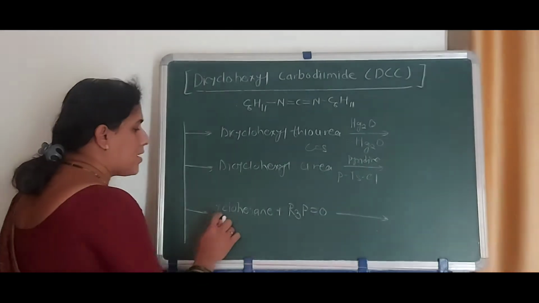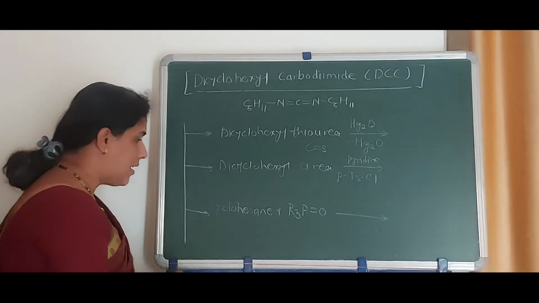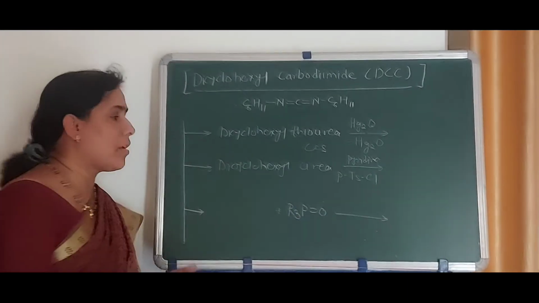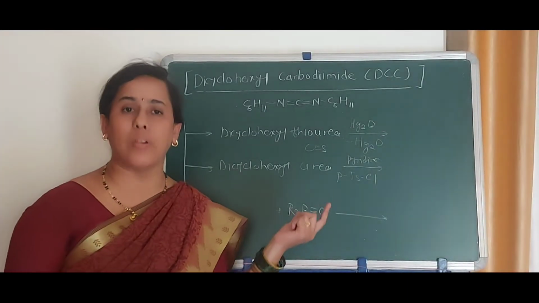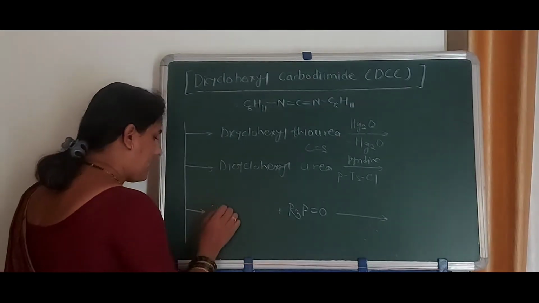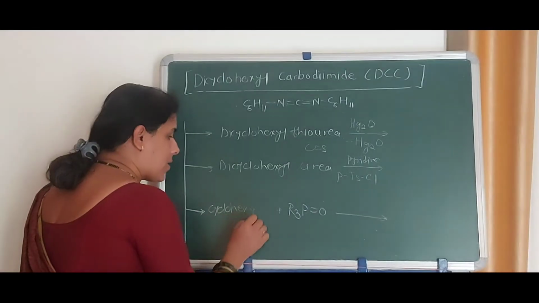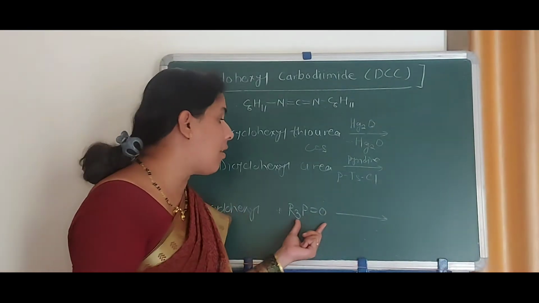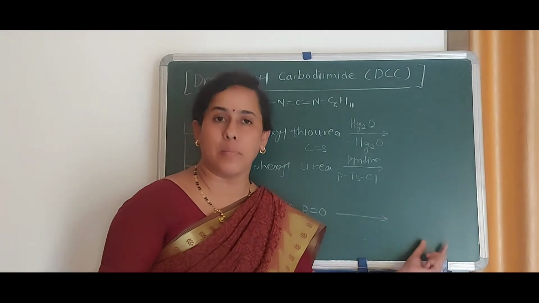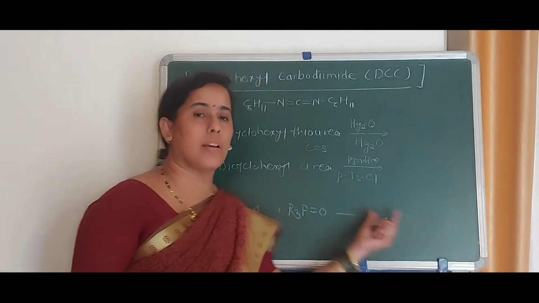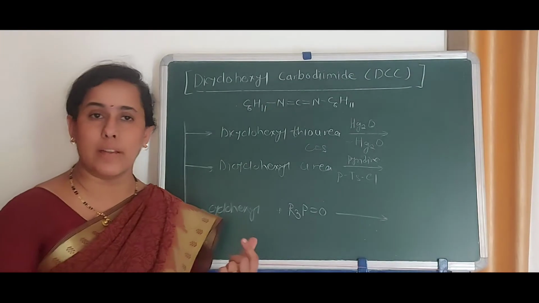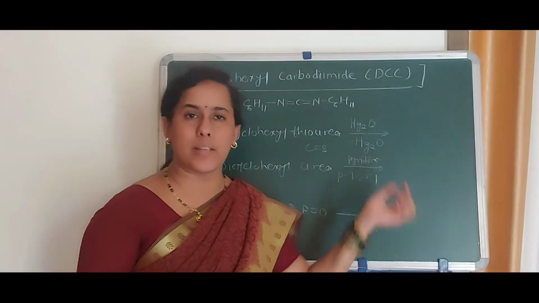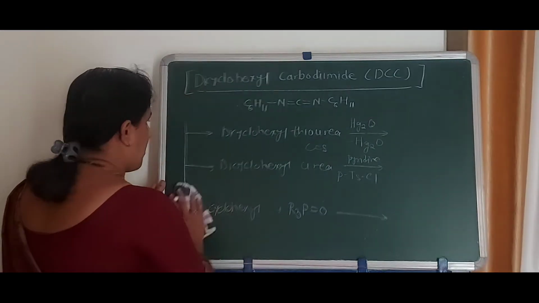In the third, that is the cyclohexyl derivative, here we take the cyclohexyl derivative along with triphenyl phosphine oxide, and there is formation of an intermediate. This intermediate again on reaction with a cyclohexyl derivative gives the required DCC. So let us start the preparation.